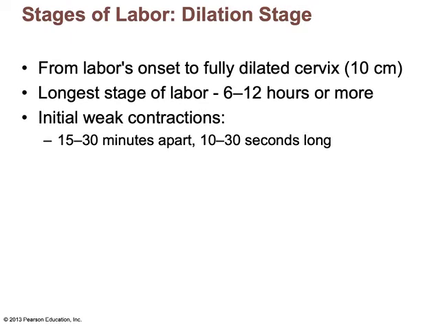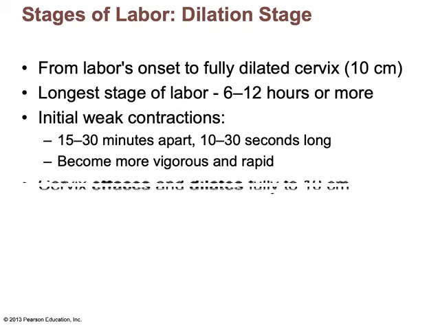Initial weak contractions are about half an hour apart and about half a minute long. They get more vigorous and rapid.